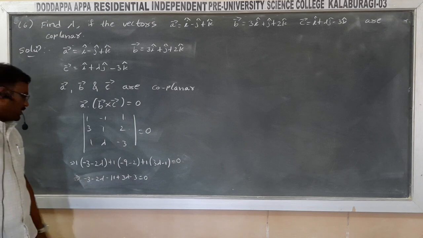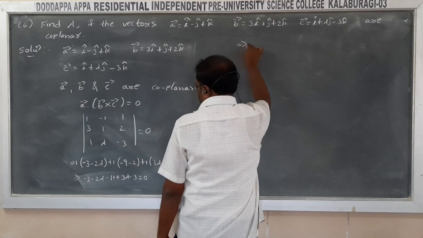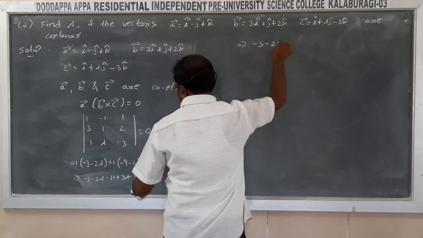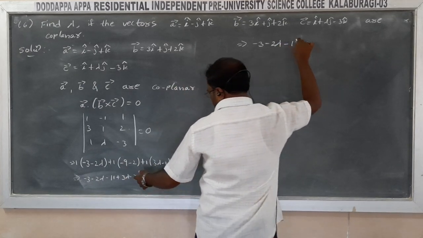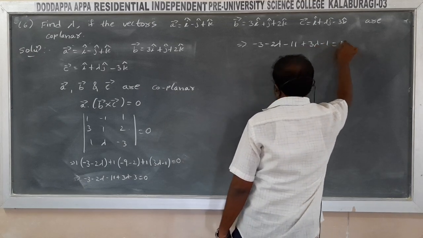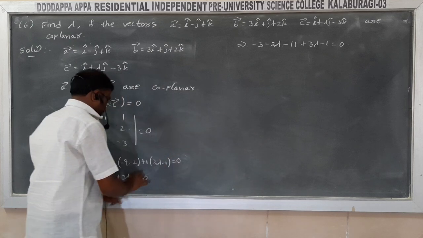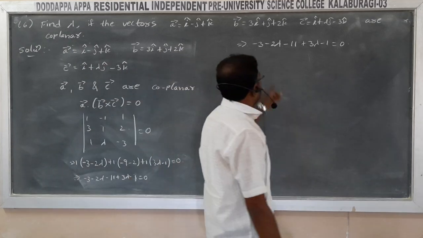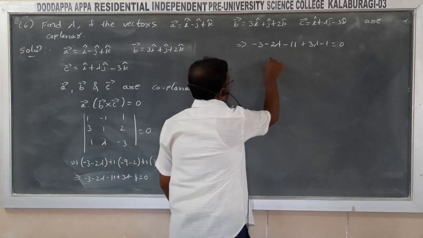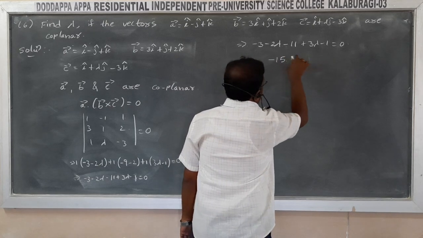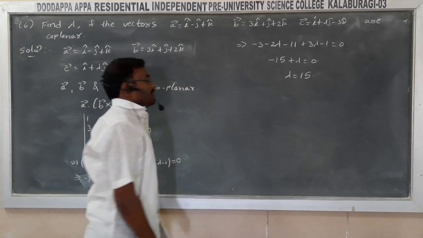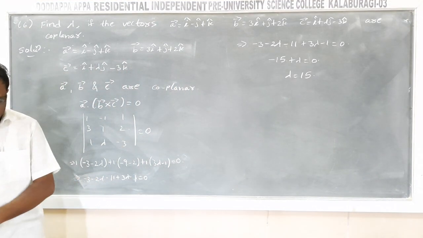Okay, so once again I will write here: minus 3 minus 2 lambda, next minus 11, next one is 3 lambda minus 1 equal to 0. Minus 3 minus 1 is minus 4, minus 4 minus lambda is minus 15, minus 2 lambda plus 3 lambda is lambda equal to 0, so lambda equal to 50. Okay, so we get the answer.